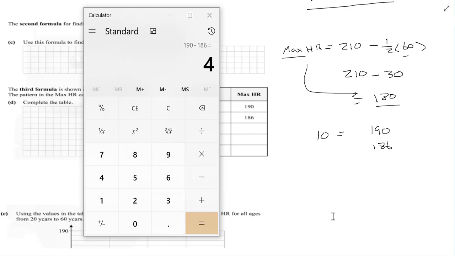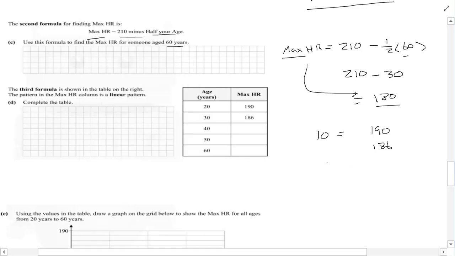So the difference in 10 years is equal to an increase of 4. So we can see here we're going up in tens each time. Sorry, we're going down in tens each time. Every time we go down by 10, it's a reduction in heartbeats of 4.